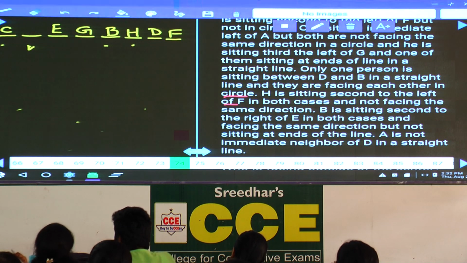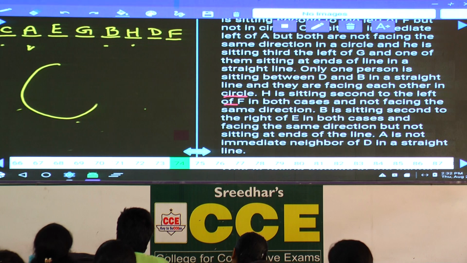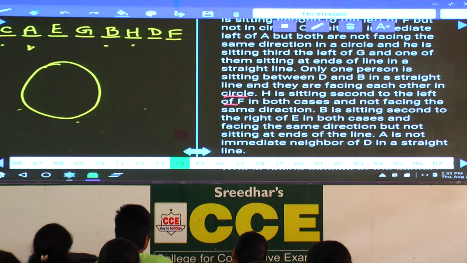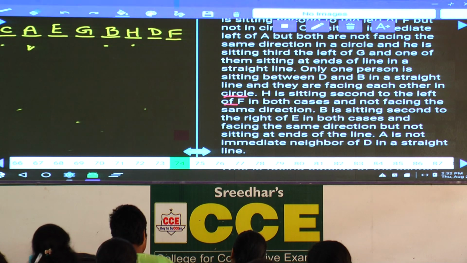Then who is the person left over here? A is the person left over. Now we have done with this line. Now we need to discuss this circle here. Now in this circle, how many persons are there? In total we have 8 persons. Now 8 persons are there.